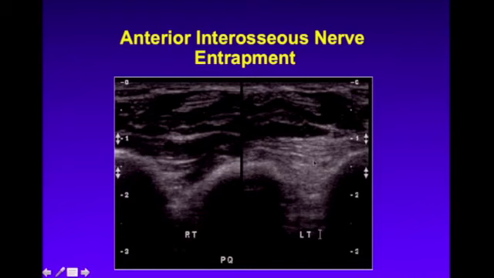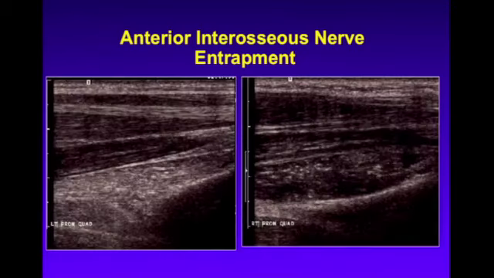So we can see that this is the pronator quadratus muscle on the left side and the normal side for comparison. See how much brighter the muscle is on the left. And that should immediately make you think that the patient may have entrapment of the anterior interosseous nerve.